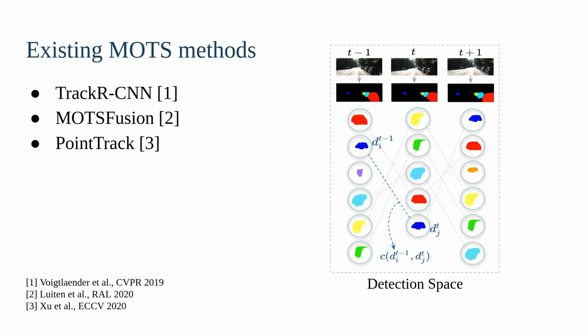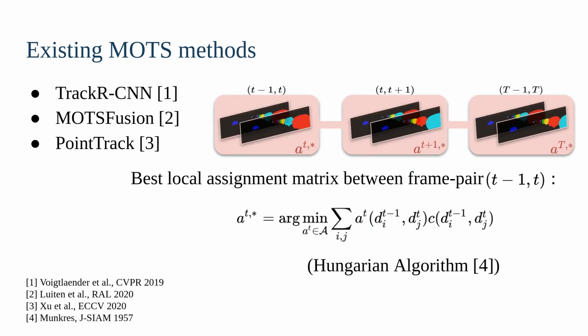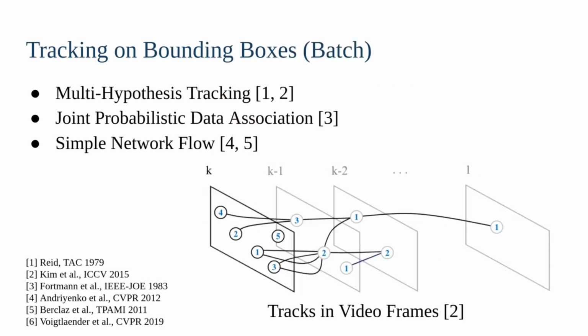Given a sequence of frames and detected objects, a cost C is defined. Cij is the total cost of assigning detection i in the previous frame to detection j in the current frame. The Hungarian algorithm is used to obtain the best local assignment matrix between consecutive frames, denoted by A_T star. Each entry in an assignment matrix is either 0, indicating no assignment, or 1, indicating that an assignment has been made.